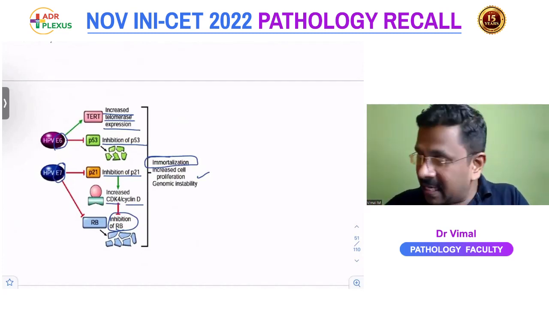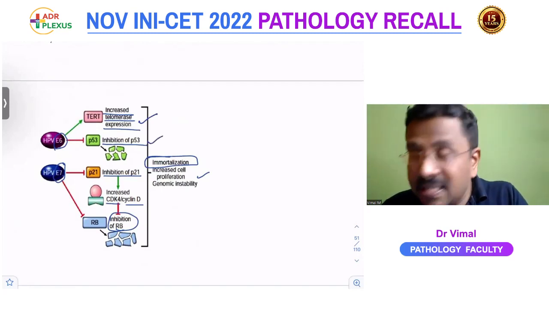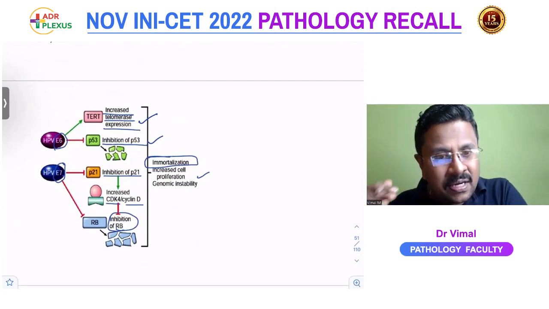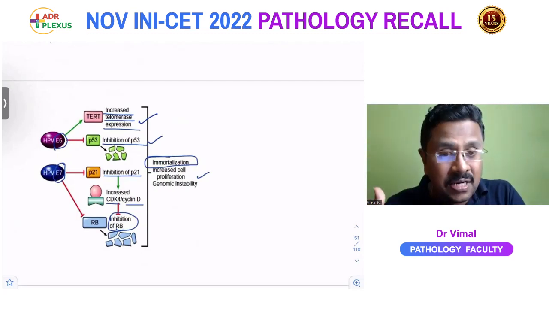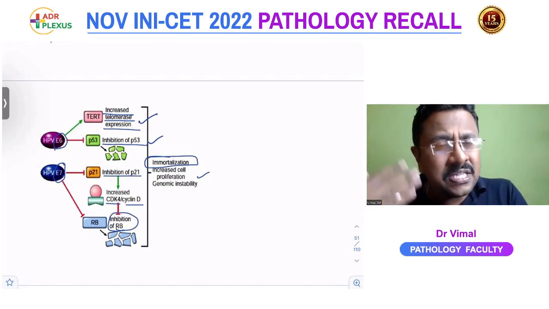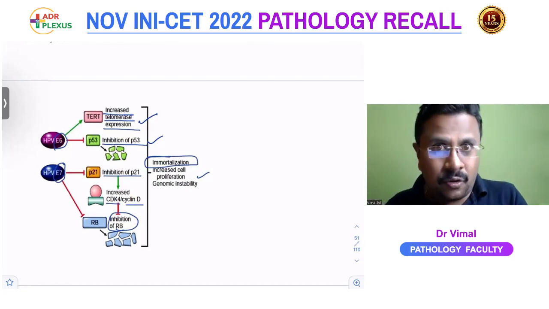Yes, E6 increases telomerase expression, and E6 also inhibits P53. And E7 inhibits P21. If P21 is inhibited, there will be increased cyclin D, and the tumor suppressor gene, retinoblastoma, will be inhibited. If the tumor suppressor gene is inhibited, the cells will keep on proliferating. So remember this point also.